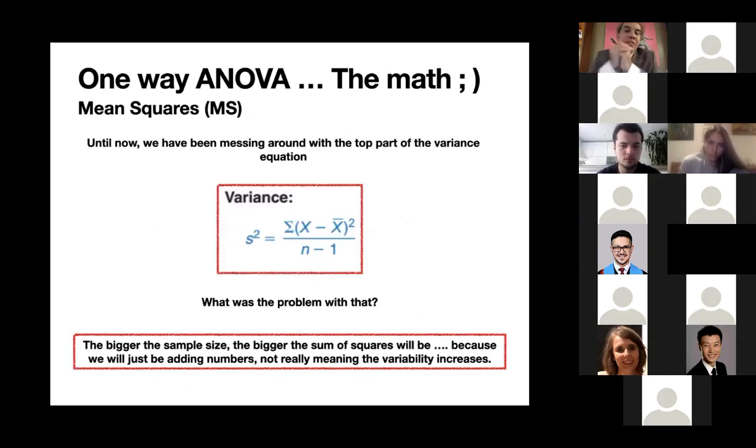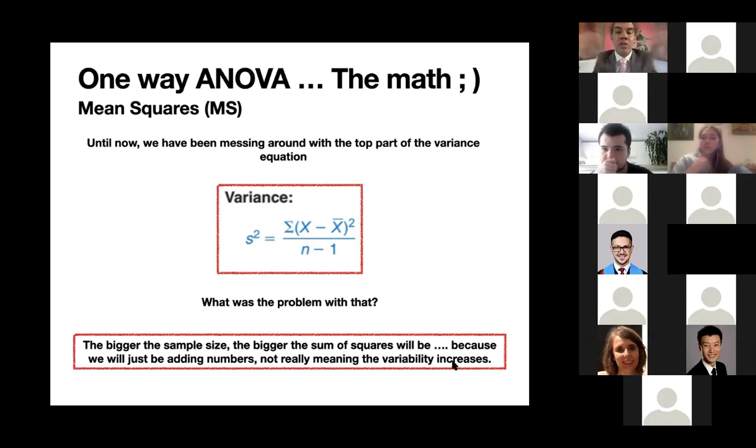So until now, we have been messing around with the top part of the variance equation, which is this. We have talked about total sum of squares, between group sum of squares, and within group sum of squares. But what was the problem with that? Remember, I told you before that the bigger the sample size, the bigger the sum of squares will be, because we will just be adding numbers, not really meaning that the variability increases. So you remember what I told you about what statisticians did? Okay, they simply divided the sum of squares by the sample size or the degrees of freedom. So that's exactly what we will be doing here.